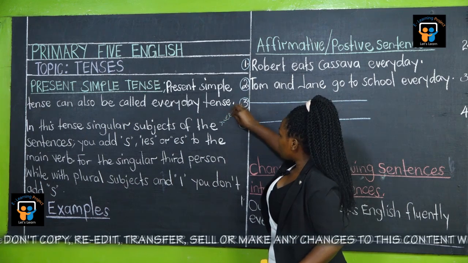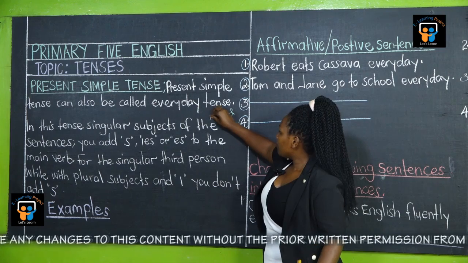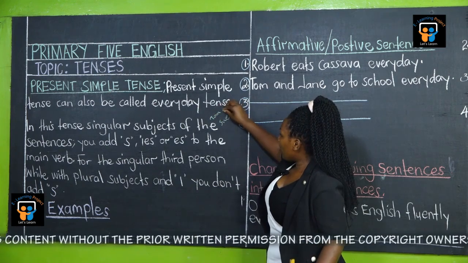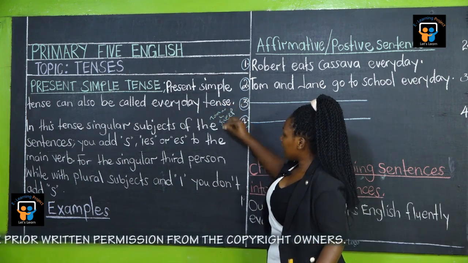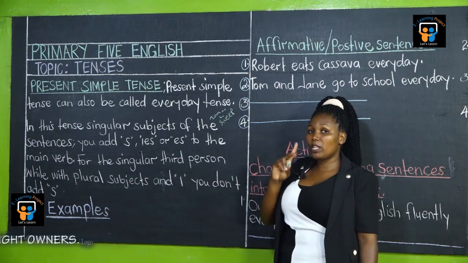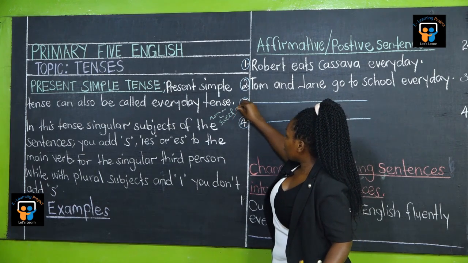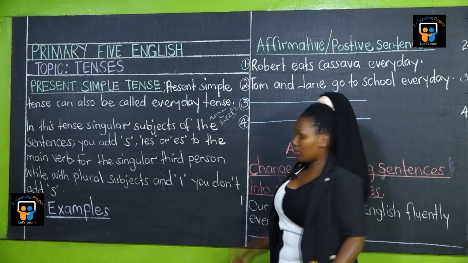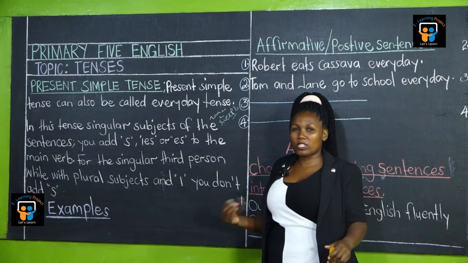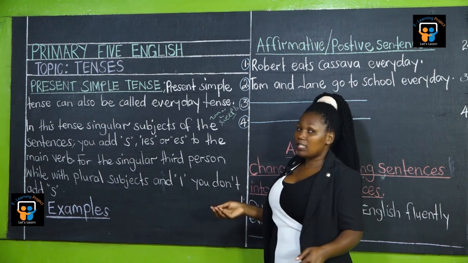To the main verb sweep that I'm mentioning, remember I've said Tom and Lillian. That is plural subjects. There are two, more than one. So we don't add S or ES or IES, according to which kind of verb is in the sentence, how it is ending.